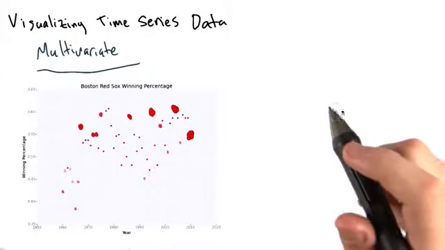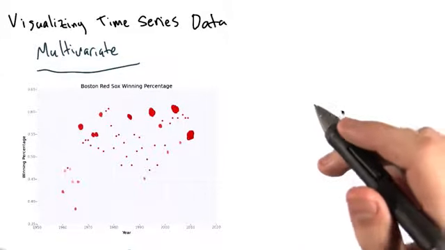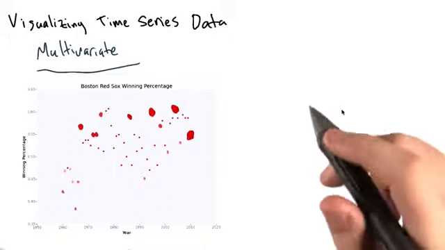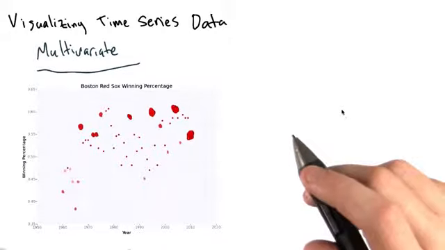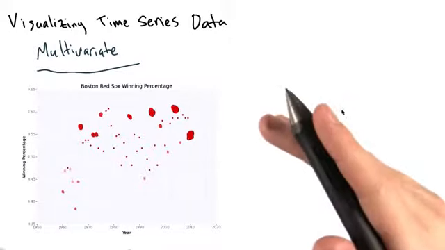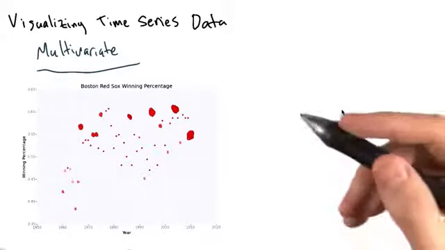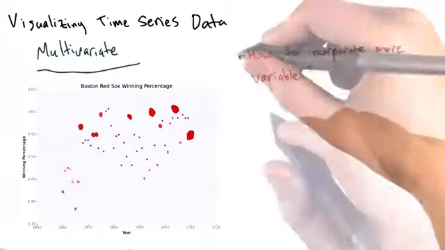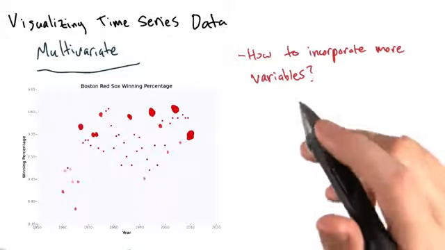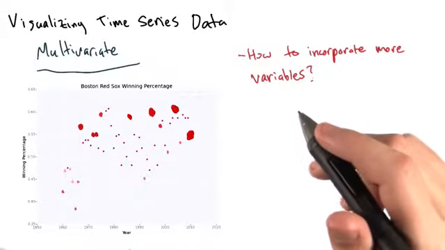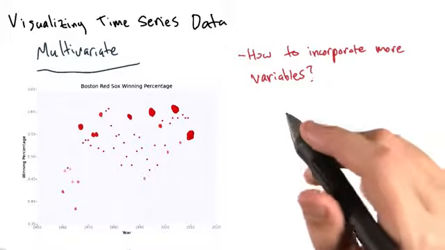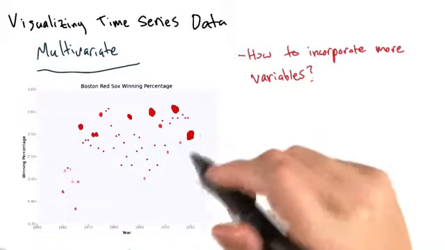Alright, so it's great that we can visualize the winning percentage of the Red Sox from 1960 to 2010. But what if we wanted to do a slightly more complex analysis to try to understand what is driving that winning percentage? We'd have to incorporate more variables, but how? One way is that we can use the visual cues that we're familiar with to encode even more information into the chart. For example, let's go back to our scatter chart.